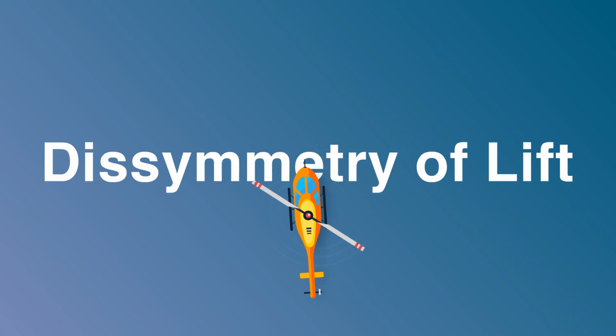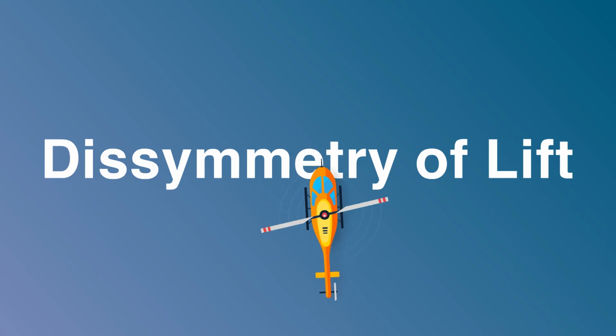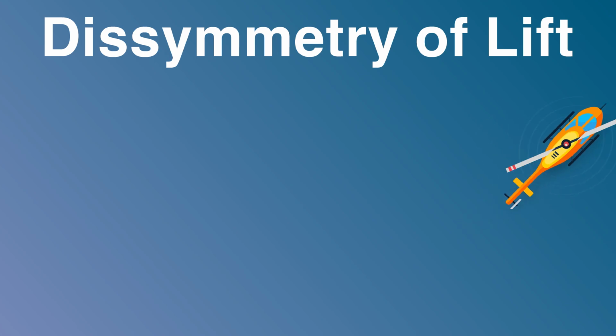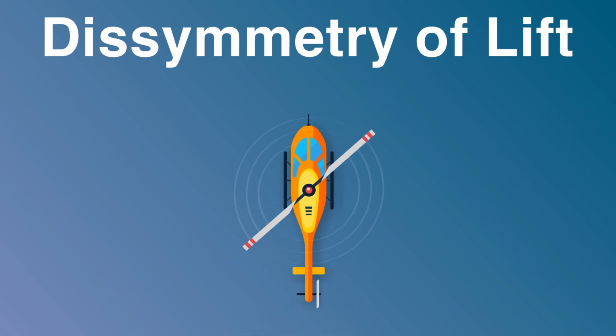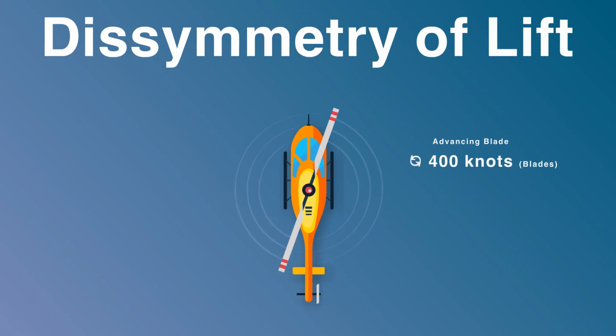To understand why this happens, we have to look at relative wind and the lift that is generated by how fast the air moves across the surface of those blades. Let's look at a typical American-made rotor system spinning counter-clockwise. In a hover, the blade tips are moving at, say, 400 knots all the way around.